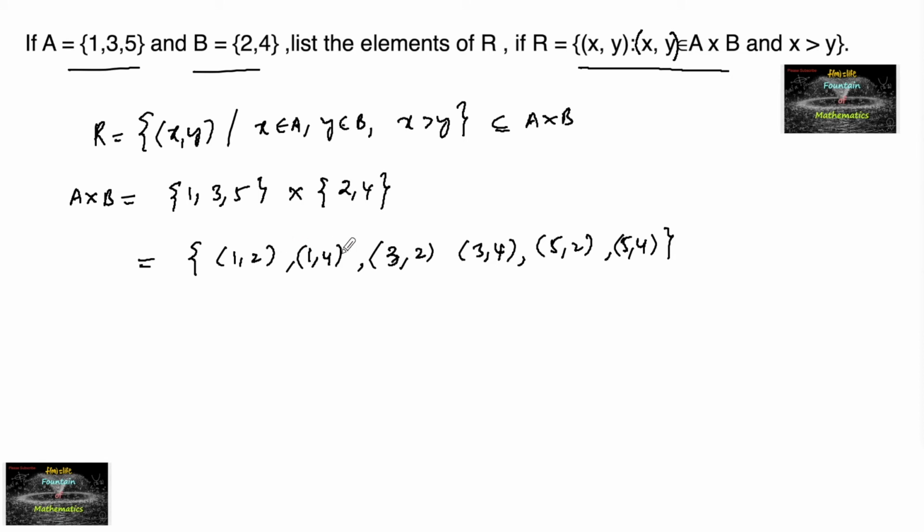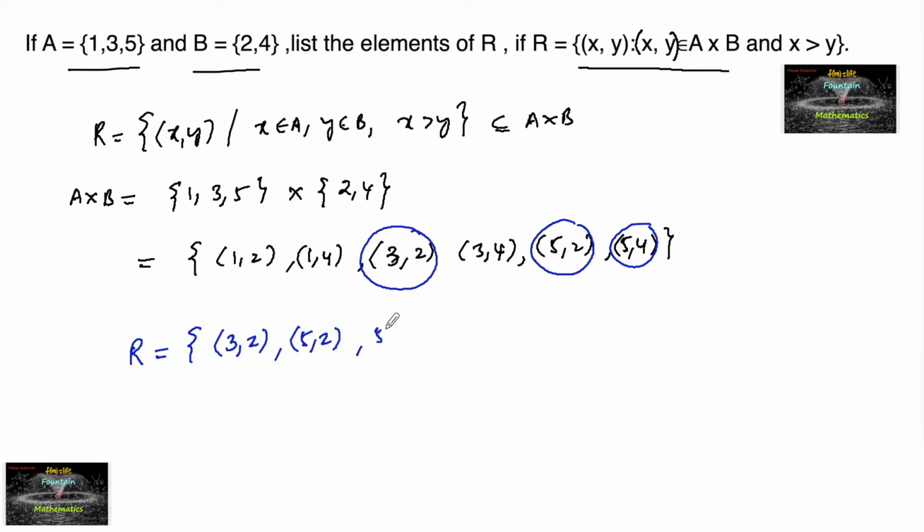So among these ordered pairs, we can select the ordered pairs such that the first coordinate is greater than the second coordinate. We can select (3, 2), so 3 is greater than 2, and (5, 2), 5 is greater than 2, and (5, 4), 5 is greater than 4. So the relation R is equal to {(3, 2), (5, 2), (5, 4)}. Okay, right, thank you.